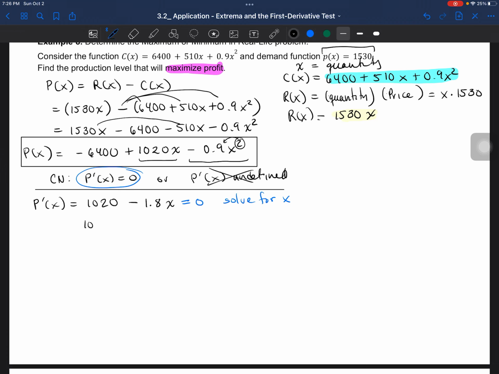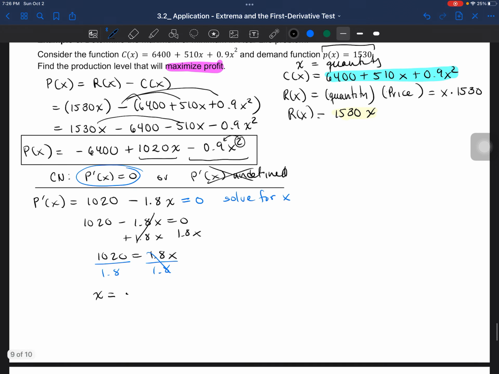So how do we solve for this? We're just gonna say, well, it's 1020 minus 1.8x equals 0. We add this number on both sides of the equation, and we end up getting 1020 equals 1.8x, divided by 1.8, and we end up getting that x is equal to roughly 566.666, right? Which we're probably going to round up at some point. But this is the quantity that we need to produce.